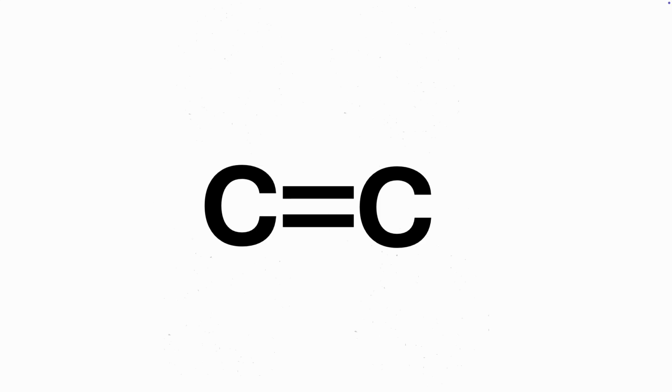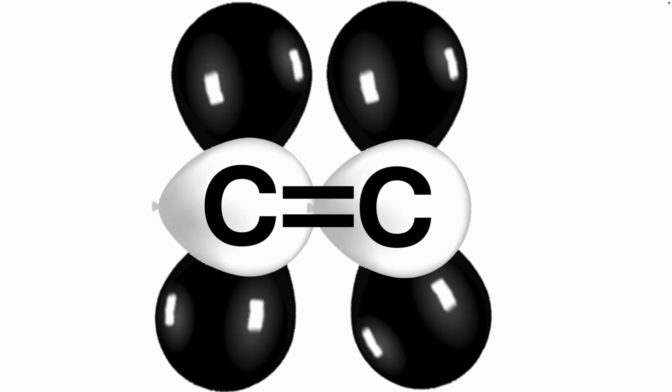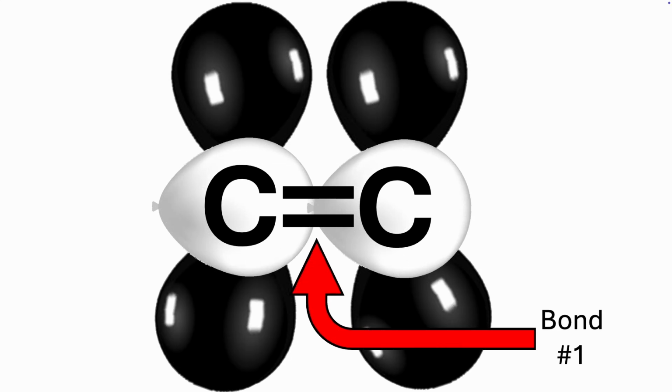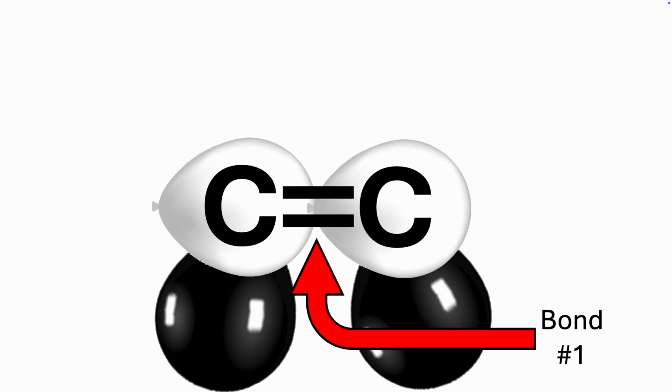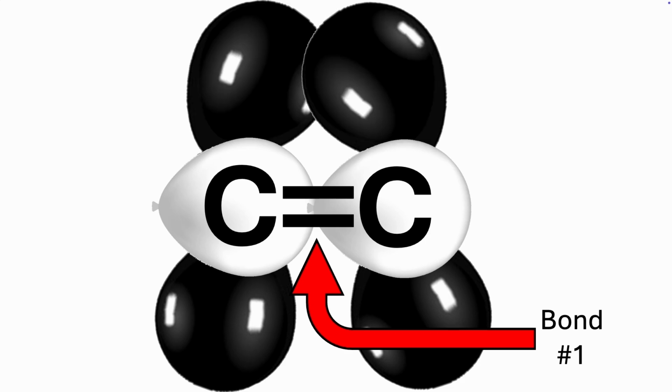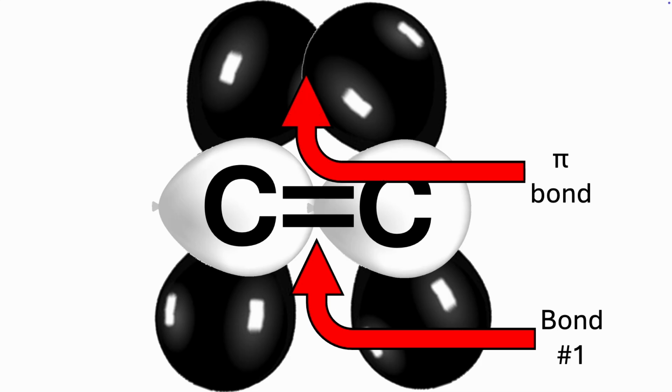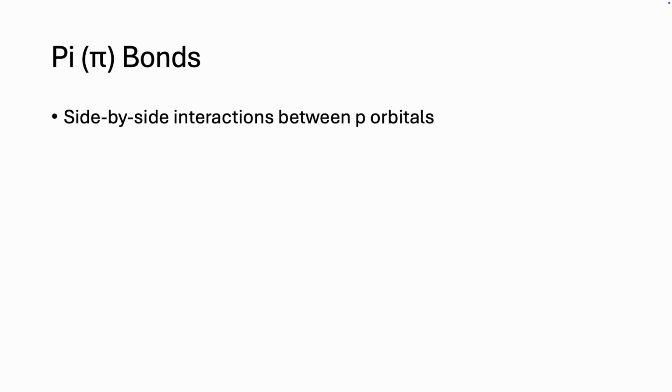But let's take, for example, a double bond. One of those bonds is formed by the same head-on interaction that happens in a single bond. But what happened with the second bond? When the second bond forms, one of the two parallel p orbitals on each carbon touch each other and form what is called a pi bond. Therefore, we say that pi bonds are a result of the side-by-side interaction between p orbitals.